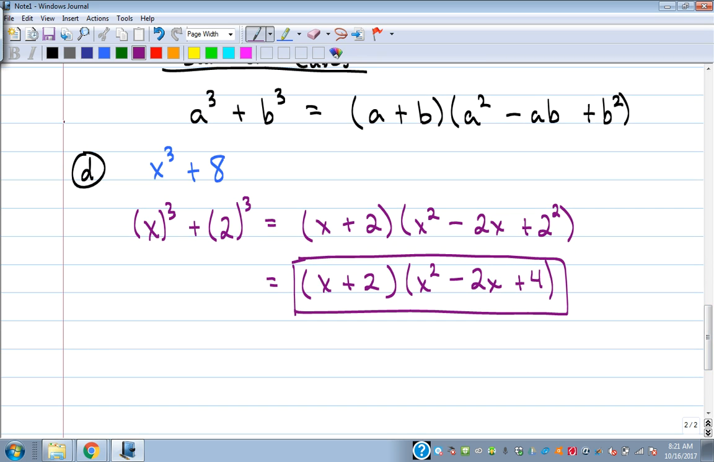Let's do one more sum of cubes. See if we can figure that out. Let's do one with the number in the front, like 27 x to the third plus 64.